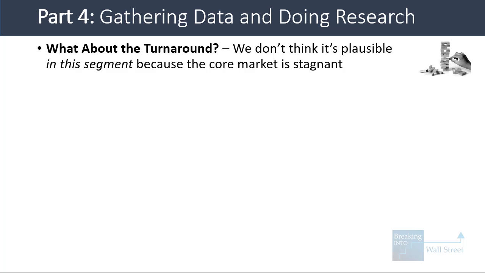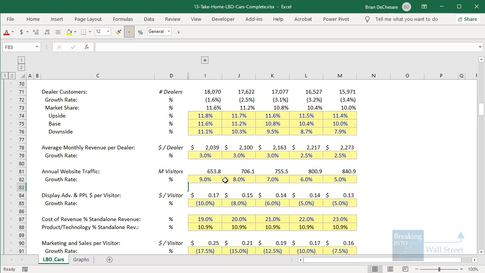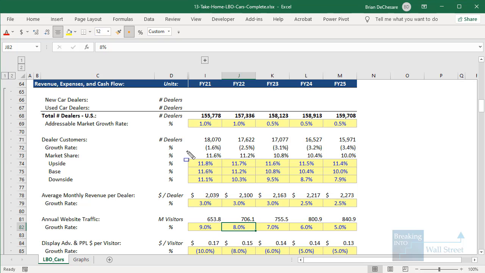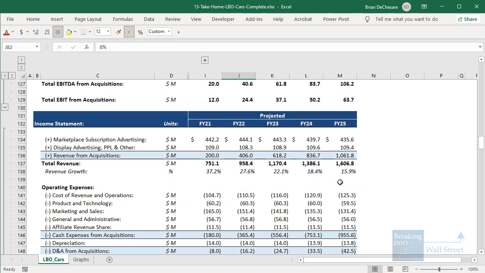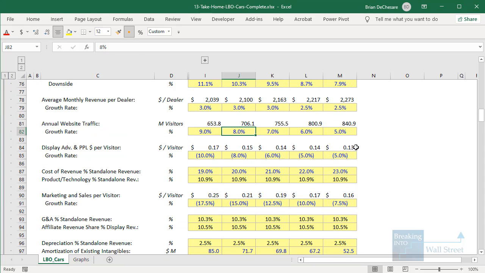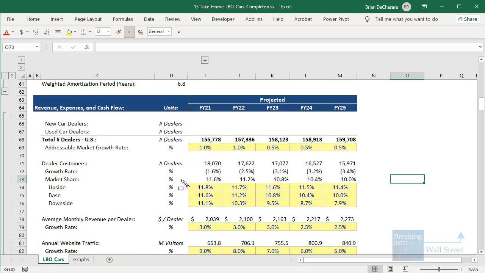Now, you might be looking at some of these projections and saying, okay, so you're saying that the company's customer count will keep falling. And then if you look at the revenue, essentially we're saying that even in the base case, the marketplace subscription advertising revenue is expected to fall or be roughly stagnant over time. So shouldn't we be assuming some type of turnaround here? Why are we assuming that the company's market share here keeps falling?